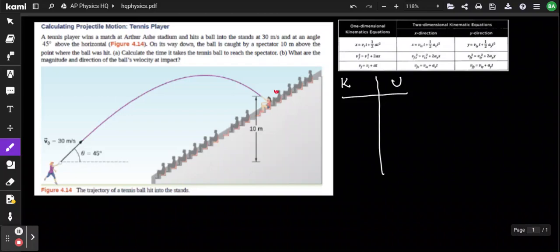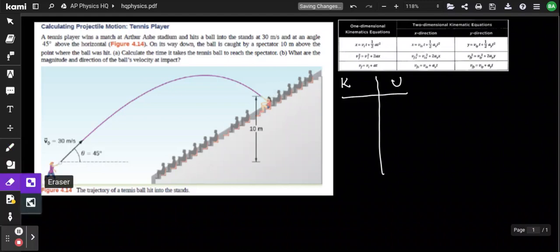So this is going to be our last problem, which is considered a challenge problem. So a tennis player wins a match at Arthur Ashe Stadium and hits a ball into the stands at 30 meters per second at an angle 45 degrees above the horizontal. On its way down, the ball is caught by a spectator 10 meters above the point where the ball was hit. Calculate the time it takes the tennis ball to reach the spectator and calculate what the magnitude and direction are of the ball's velocity at impact.